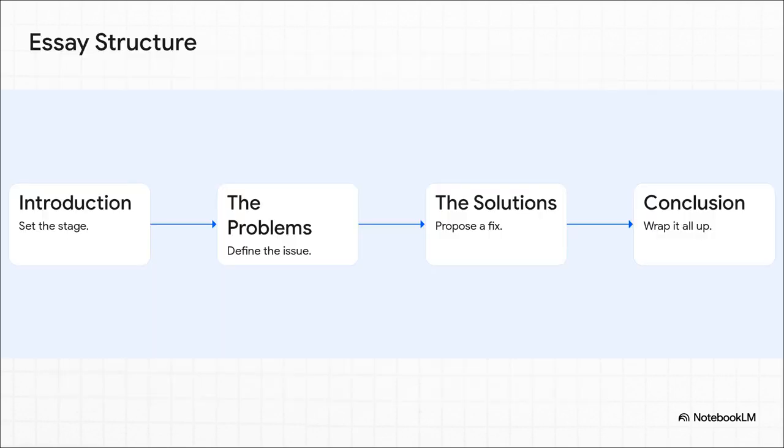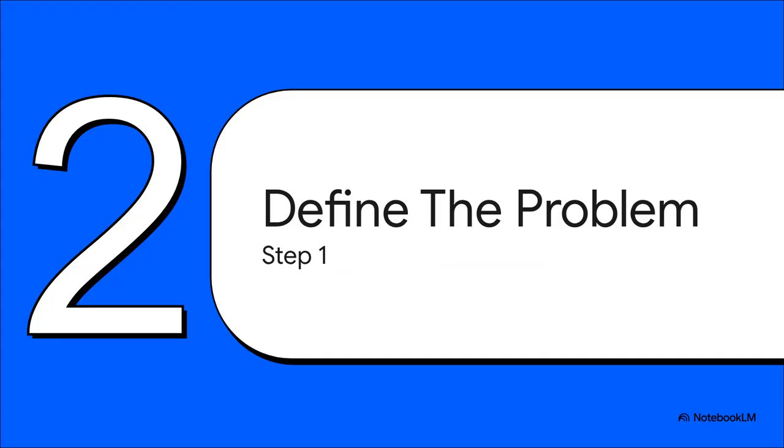Okay, so this skeleton is built from 4 key parts. You've got an introduction to set the stage, a problem section to define what's wrong, a solution section to propose a fix, and of course, a conclusion to wrap it all up. Now, we're going to start by building the real heart of the argument first, the problem and the solution. All right, let's start building.